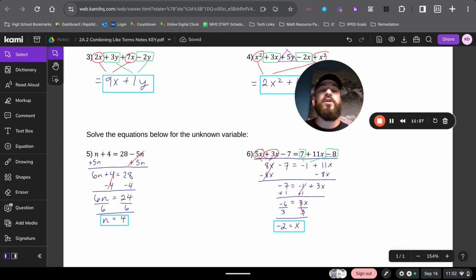And then same thing over on number 6. When I minus 8x, I only minus 8x to the 11x. I didn't also do it to the negative 1. I'm only applying it to those like terms. All right, that is combining like terms.